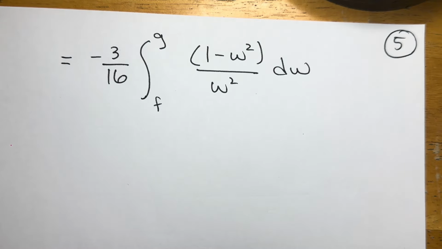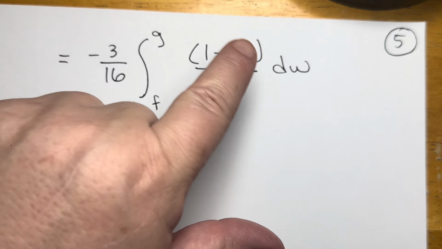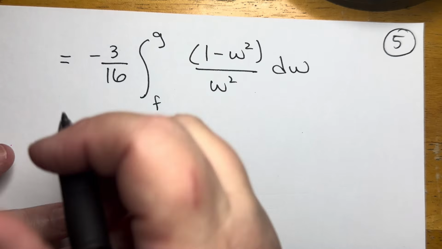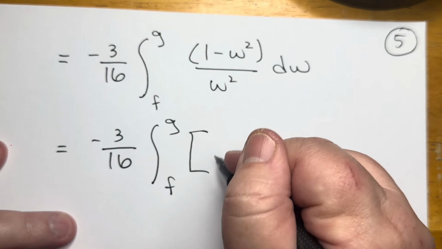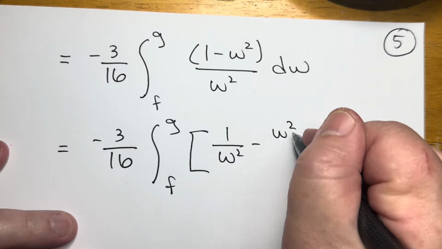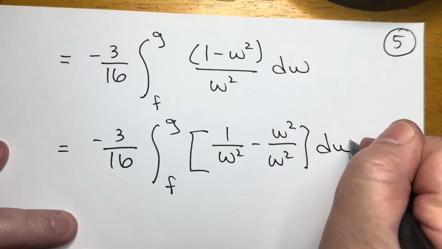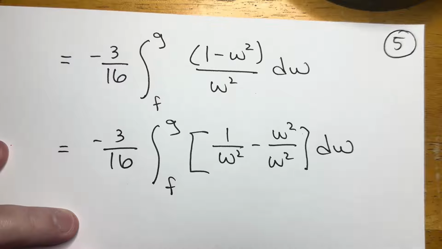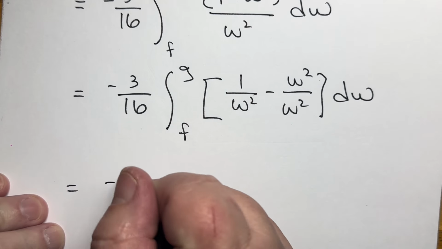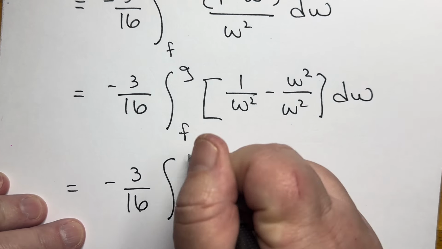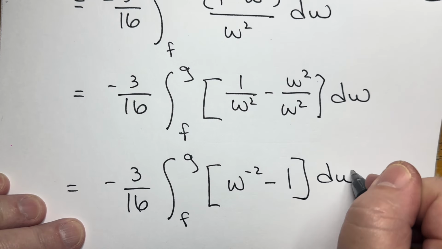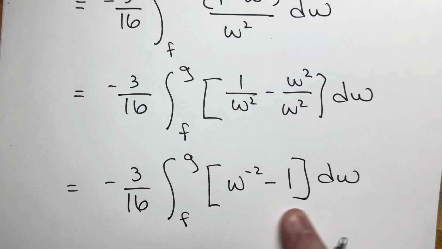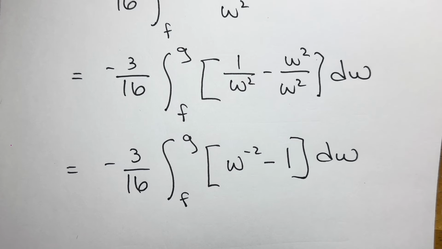Now, here's the great thing. When you've got two terms on top and only one term on the bottom, you can split them up. And then you can rewrite it like this. And this is something we can integrate without any more substitutions. We know how to integrate this. So let's go ahead and integrate it.